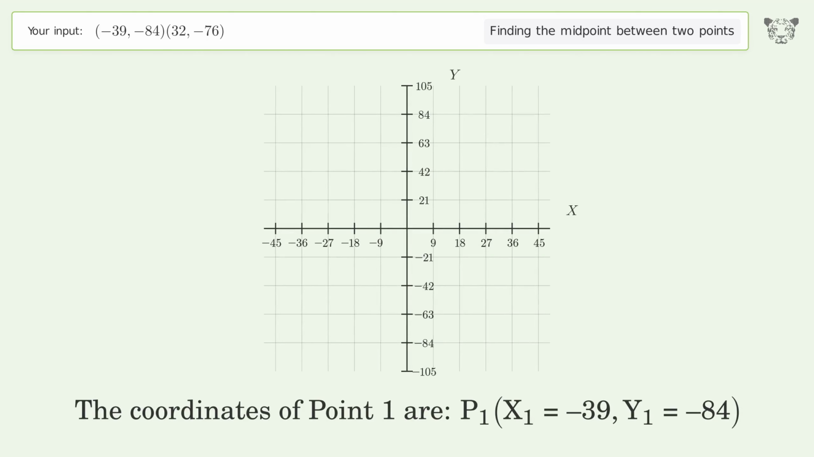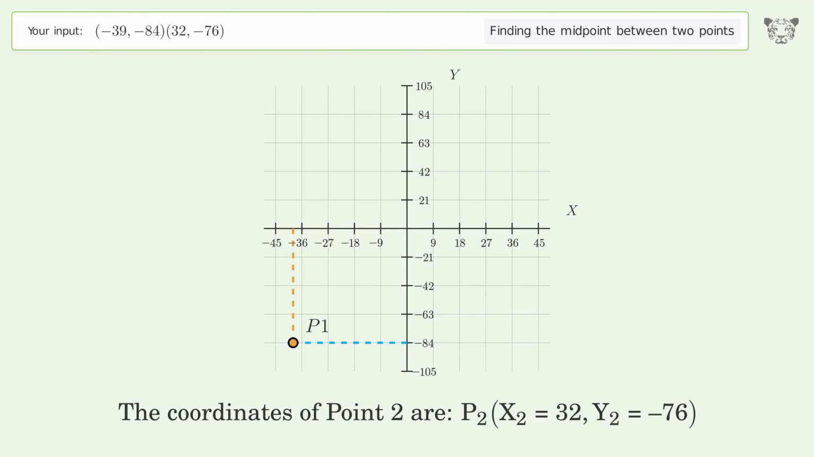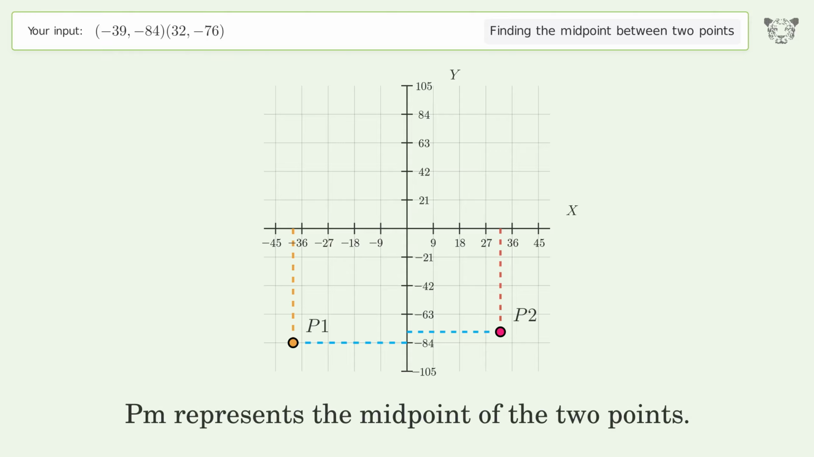The coordinates of point 1 are, x1 equals -39, y1 equals -84. The coordinates of point 2 are, x2 equals 32, y2 equals -76. PM represents the midpoint of the 2 points.